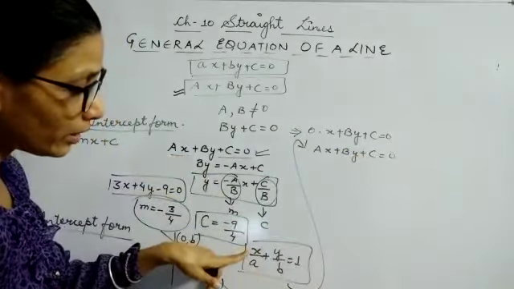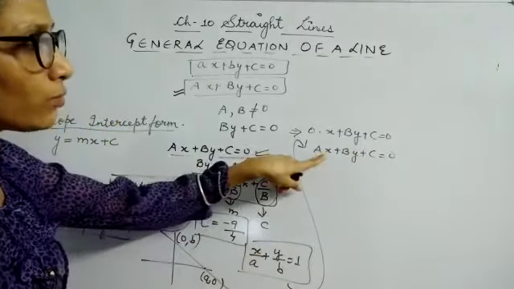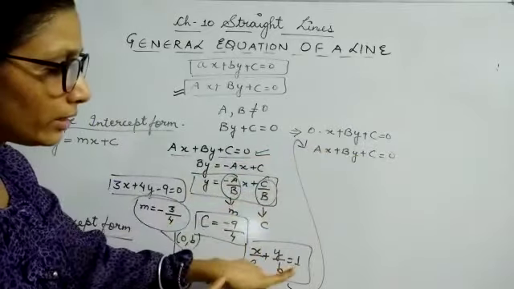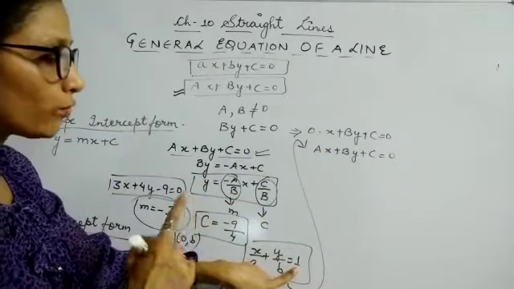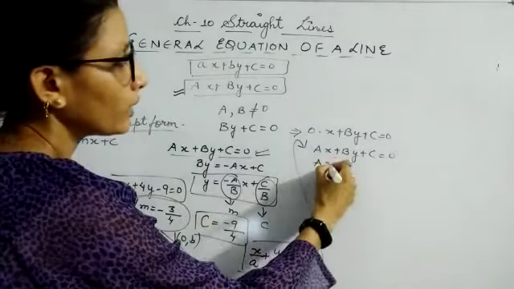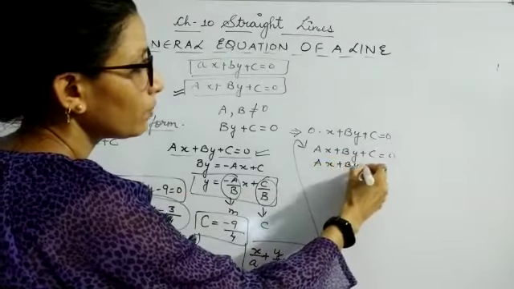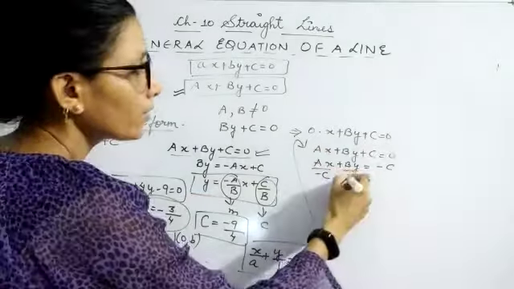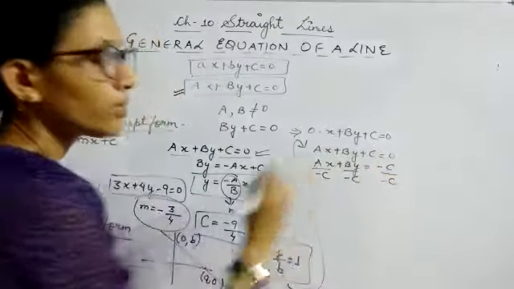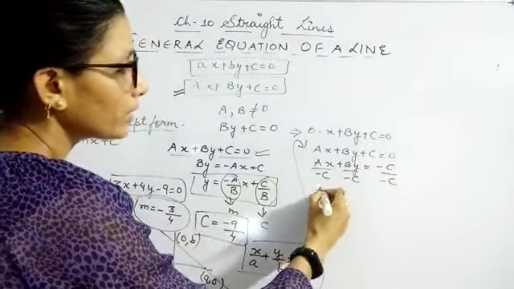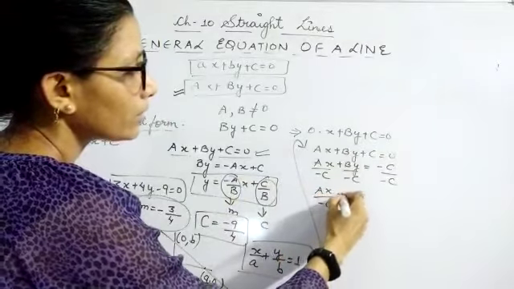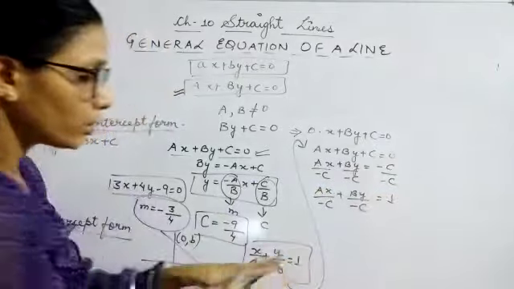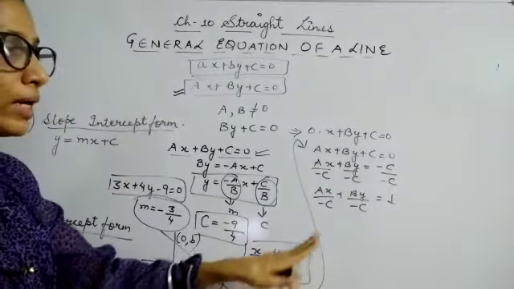Here it is written x by a. That means I want to make the coefficient of x 1 here. Okay, and here also it is 1. So first of all I'll try to make it 1. So this is Ax plus By equal to minus C. If I divide all the terms by minus C, then I'll be getting it as Ax upon minus C plus By upon minus C equal to 1. So this equal to 1 form I have got.